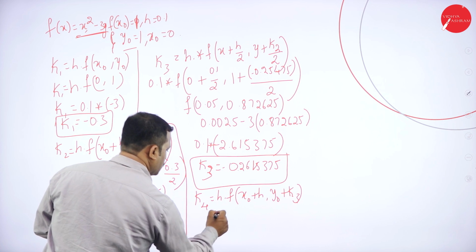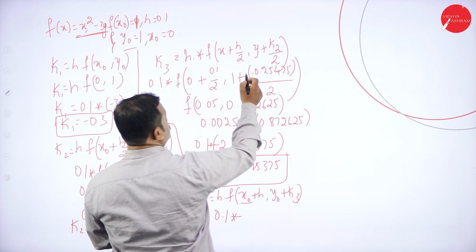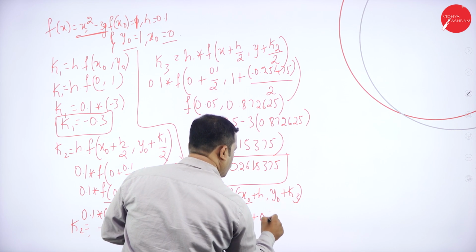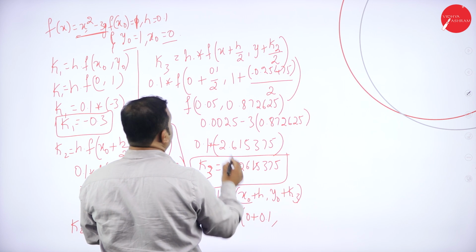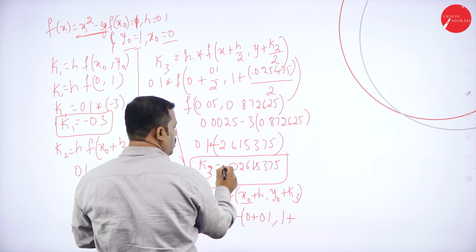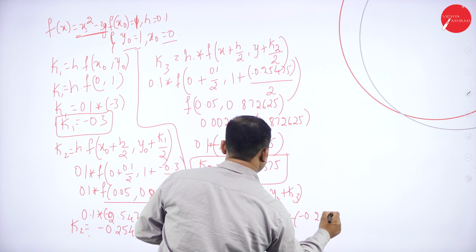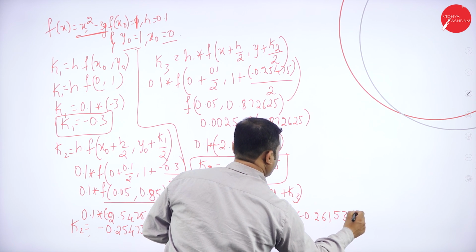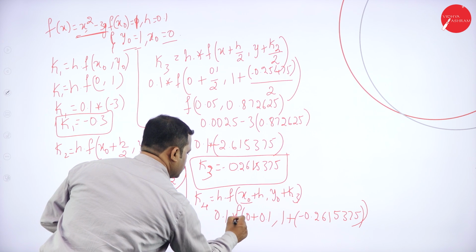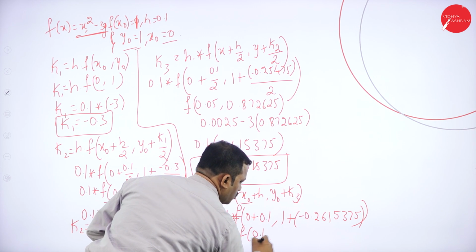So we have this term. What is the value of h? It is 0.1 into f of this term. x0 is 0, 0 plus h is 0.1, and y0 is equal to 1. 1 plus K3, where K3 is minus 0.2615375. That means 0.1 into f of 0.1 comma 1 minus 0.2615375.